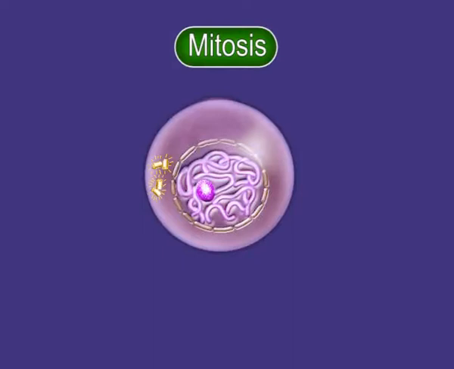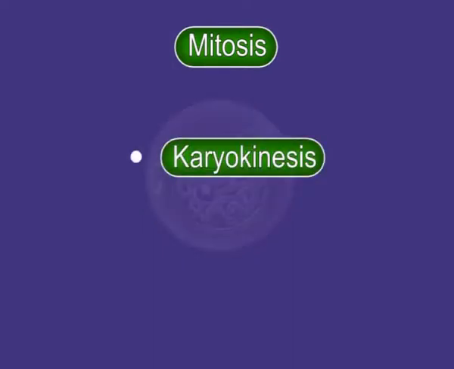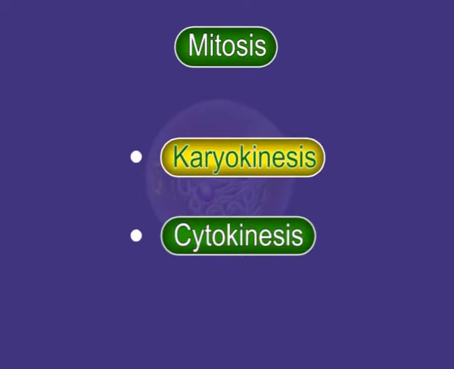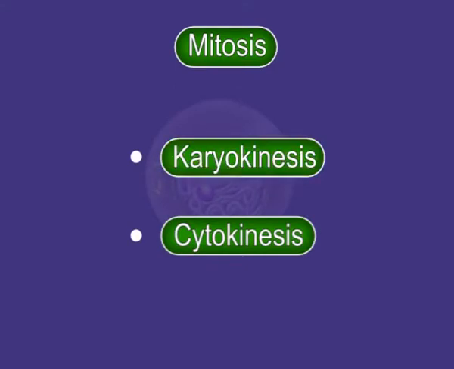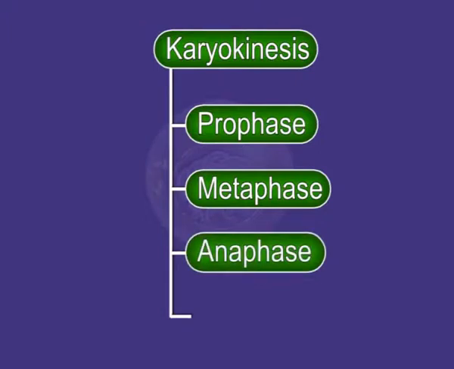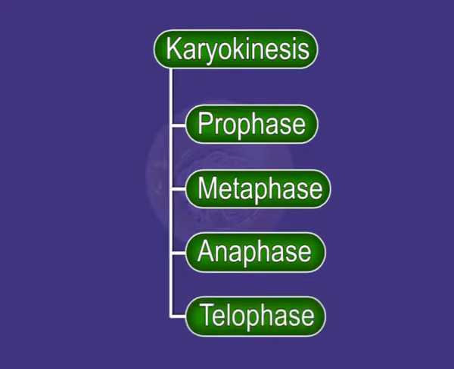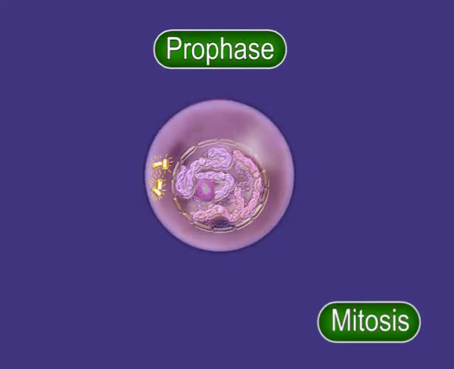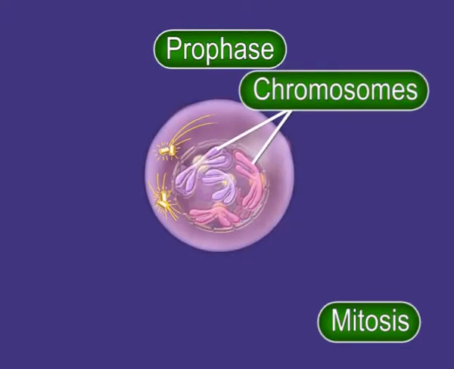Mitosis involves two events, that is, karyokinesis and cytokinesis. Karyokinesis, or the division of the nucleus, has different phases. They are prophase, metaphase, anaphase and telophase. During prophase, thickening of the chromatin threads occurs. Thickening continues until chromatin condenses into chromosomes, meaning the DNA molecules continuously shorten and condense by coiling to form chromosomes.